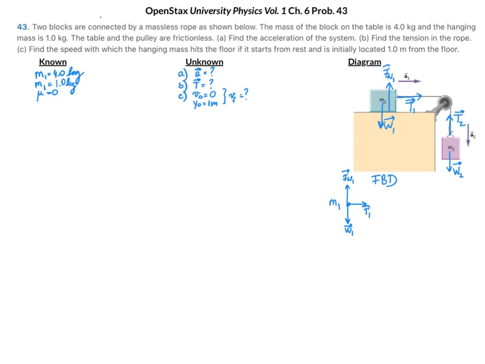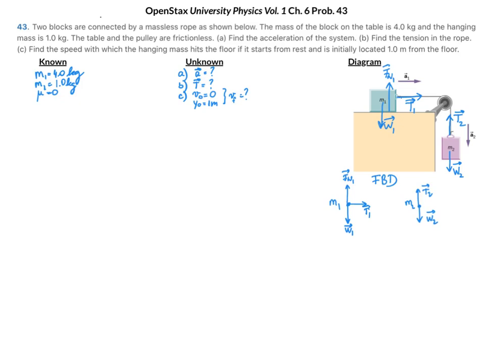What about mass 2? So here is my mass 2. And I have weight going straight down, so I call this W2. And I have tension 2 going straight up. And those are my two forces.